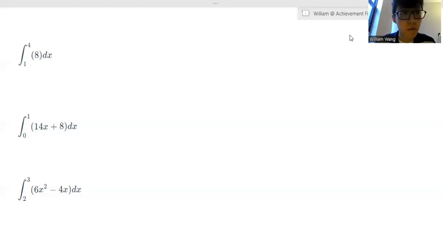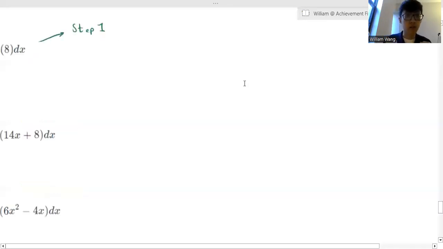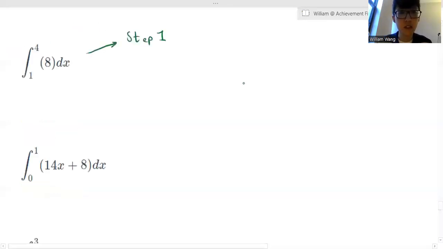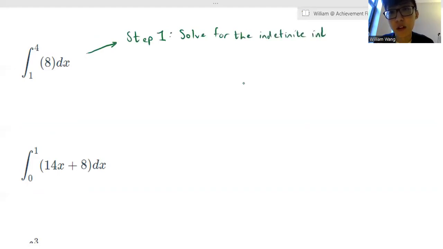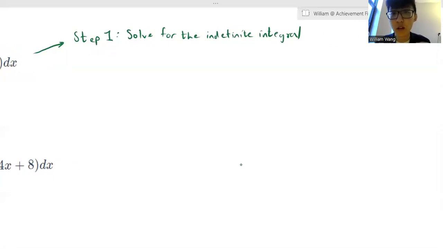Step one for this example is we're going to solve for the indefinite integral. Now, if we remember what that is, that's essentially just the reverse of the derivative. Reverse of derivative.